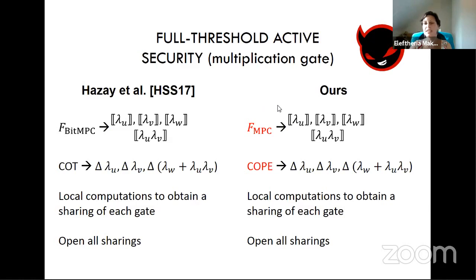And we had to translate this to the arithmetic setting. So we came up with a functionality FMPC instead of BitMPC to do the same thing for arithmetic. And then we replaced the correlated oblivious transfer protocol with a correlated oblivious product evaluation protocol. But as you can see, notationally, they are the same. And we proved security thereof.